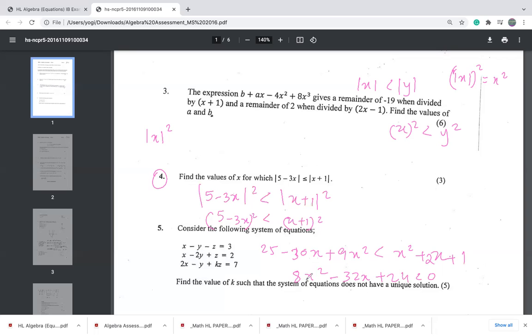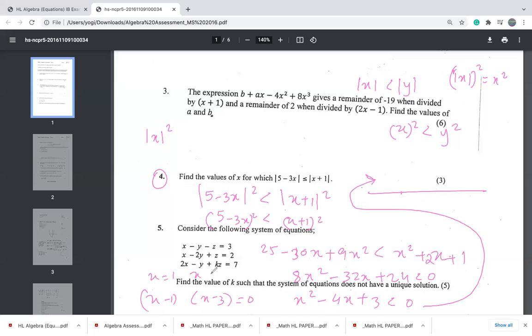After that, you factor out 8, and it becomes x squared minus 4x plus 3 less than 0. After that, you solve it as a quadratic inequality. If you factorize this, it will be x minus 1, x minus 3 equals 0. So you get x is 1 and x is 3. So 1 and 3 are the roots. Then you sketch the sign diagram. Since it's a happy face graph, it will be positive, negative, and positive. Or you could take a number line for this.